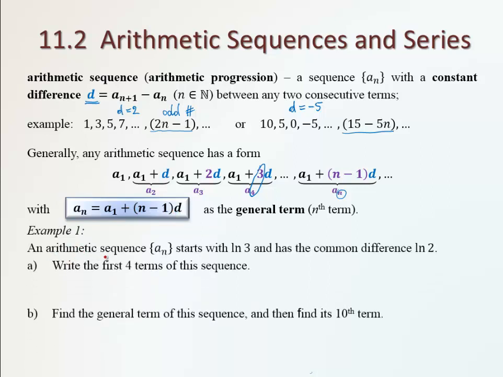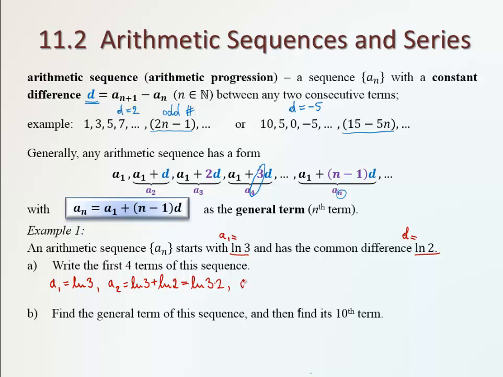So let's practice. An arithmetic sequence an starts with ln3, so this ln3 is really just the first term of the sequence, and has the common difference ln2. So this is our d and that's our a1. Write the first four terms of this sequence. Well, a1 we already know is just ln3. What's a2? a2 is ln3 plus ln2. Recall the properties of ln's: if we add ln's, that's the same as ln of a product, ln of 3 times 2.